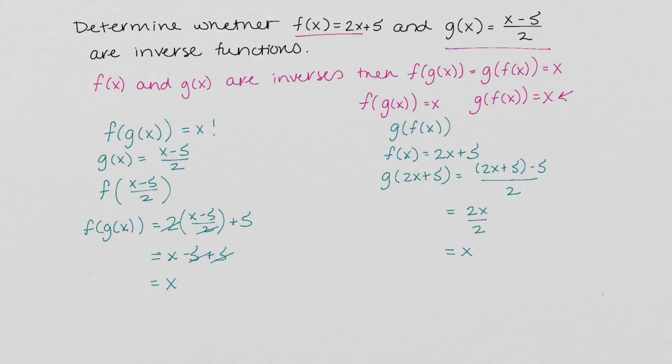And that's what we wanted, right? That tells us that the functions f and g are inverses of each other, right? This is equal to x. And so because f of g of x is equal to g of f of x is equal to x, we can say that f and g are inverses.